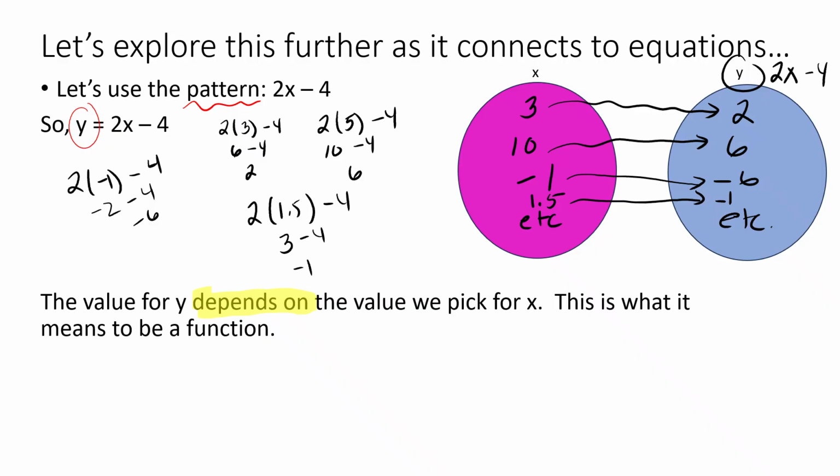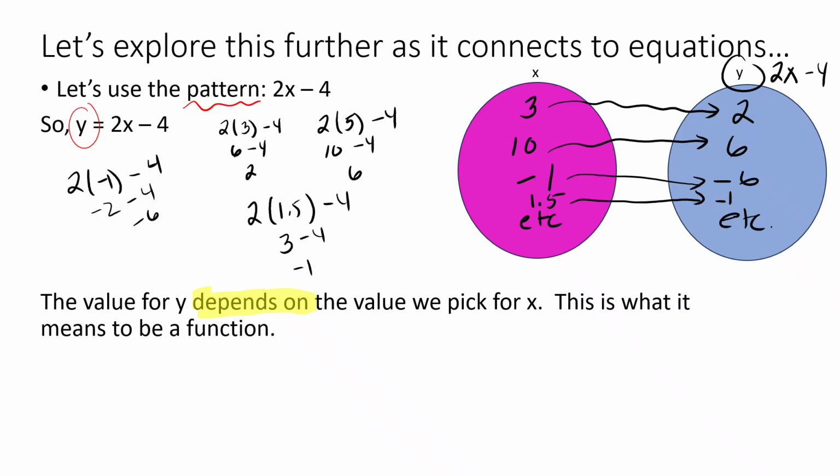So the value for y depends on the value we pick for x. And what you will hear in the future, probably not so much in this lesson, is independent and dependent variable. The x value is independent. I'm just going to pick something, 3 and 5 and negative 1 and 1.5. I could pick anything I want. But once I pick that, the y value I get is dependent on the value I picked for x. So we have the independent variable, which is typically the x, and the dependent variable, which depends on whatever we picked for x.